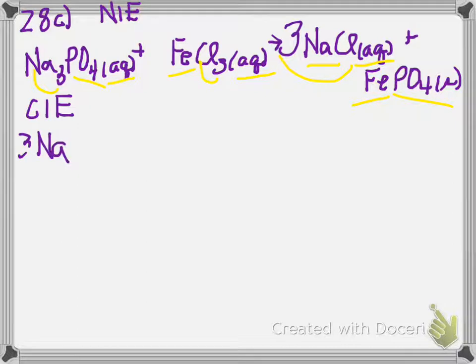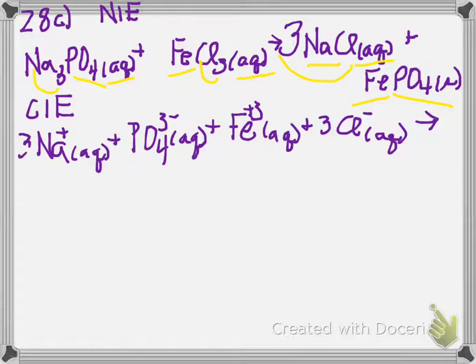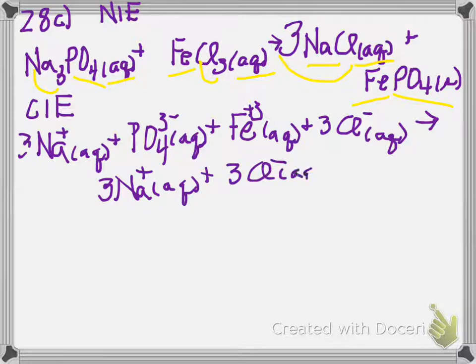So 3 sodiums plus phosphate plus iron, and it has a +3 charge. I know that has a +3 charge for iron because, again, I can either reverse crisscross or kind of figure out the charges. 3 sodium ions and 3 chlorides because of that coefficient. And then my iron phosphate solid.